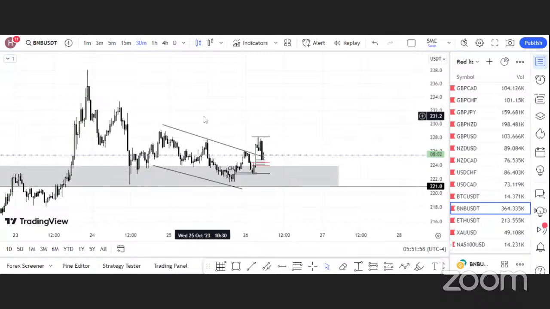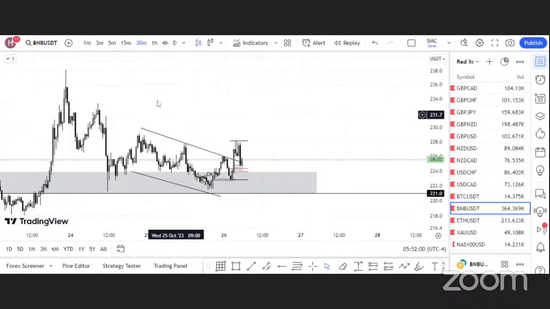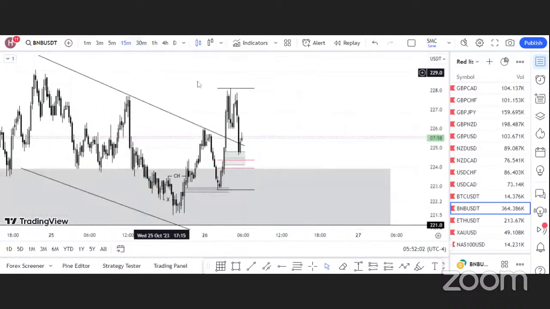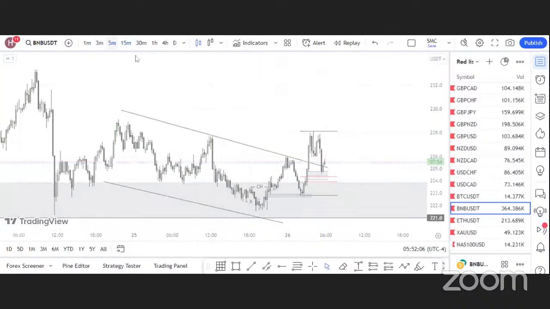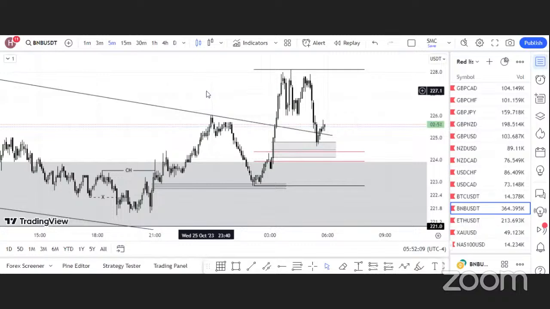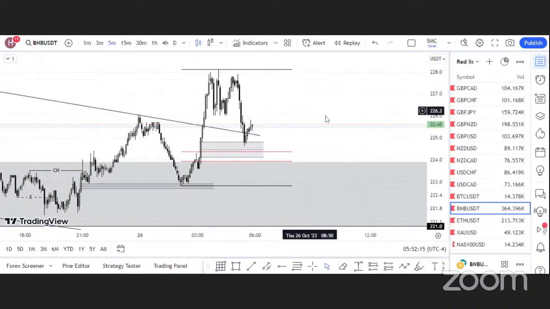So please, it's very important to get your proper change of character, because that is the only way you get to take a decent entry. If not, you are going to enter a wrong market, and then the next thing you see is the market going into your stop loss.